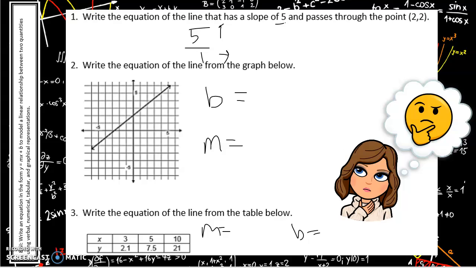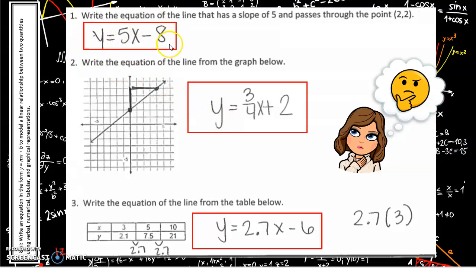All right, you should have paused and found all of your answers, and you should have pushed play, and you are now waiting for the answers. Okay, so here is number 1. If you put this (2, 2) on a graph and make a line from it using 5 over 1, you will get -8 as your y-intercept. And then 5 here is my slope, so I'm just going to plug in that 5 for my slope. On this one, the y-intercept is 2.